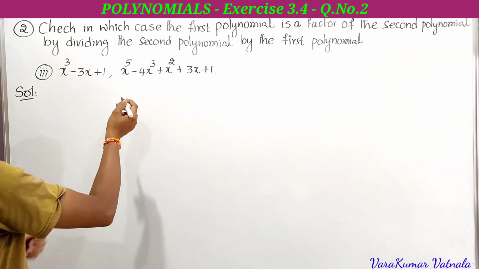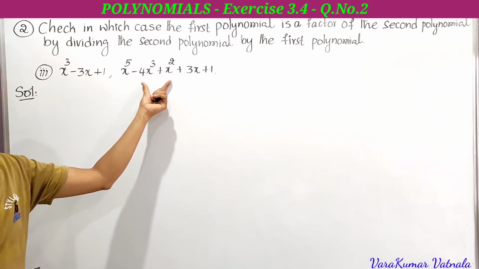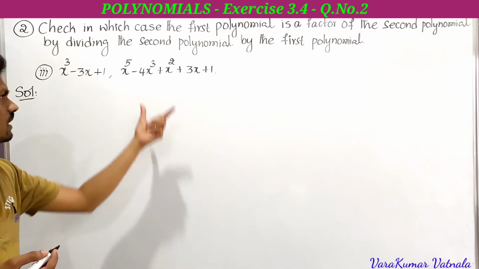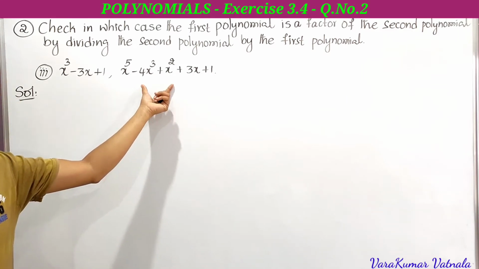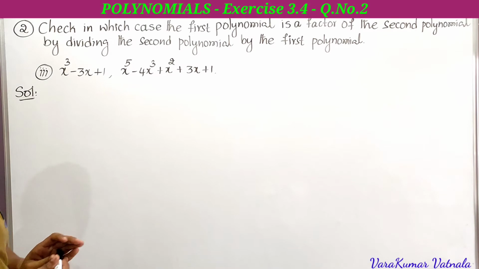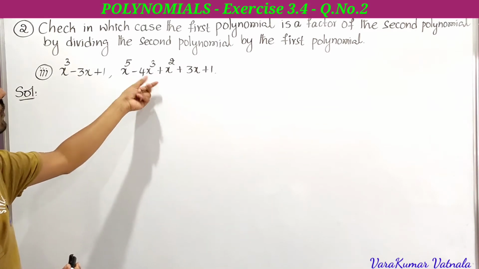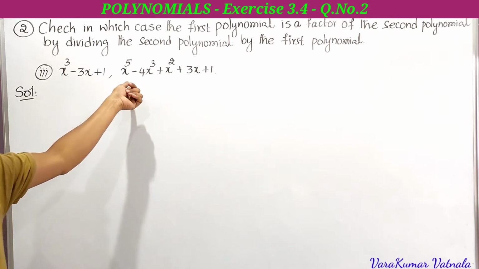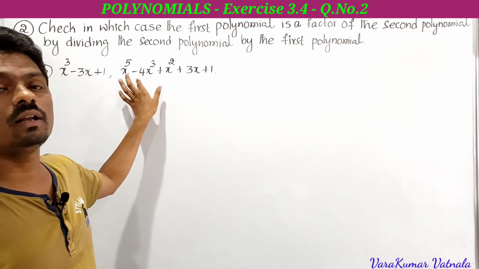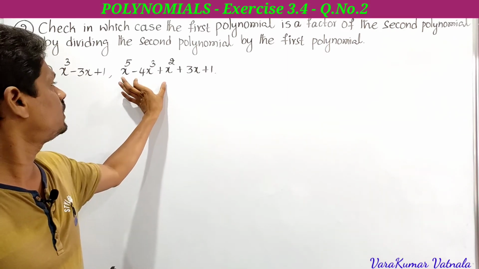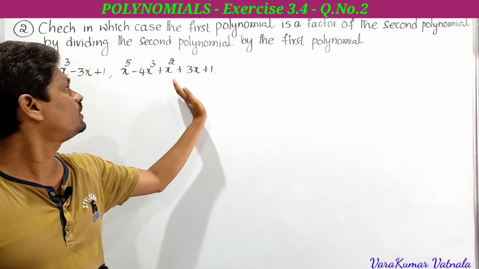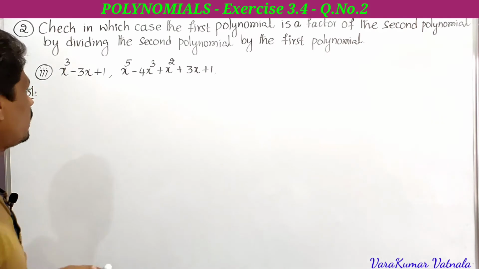So see here, first write the second polynomial as the dividend and the first polynomial as the divisor. So now we have to write the second polynomial as dividend. But here, x to the power 5 minus 4x cube is there. There is no x to the power 4 term in the second polynomial. So this is the dividend. The dividend must have each and every term to do the division. So I am writing like this.